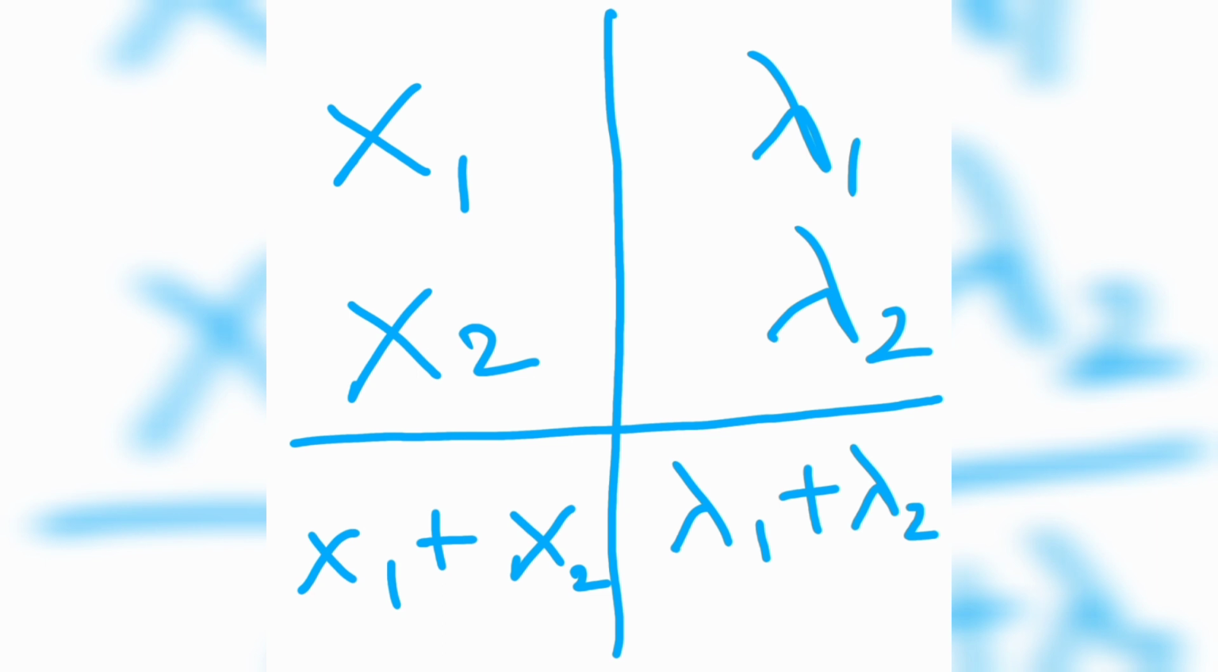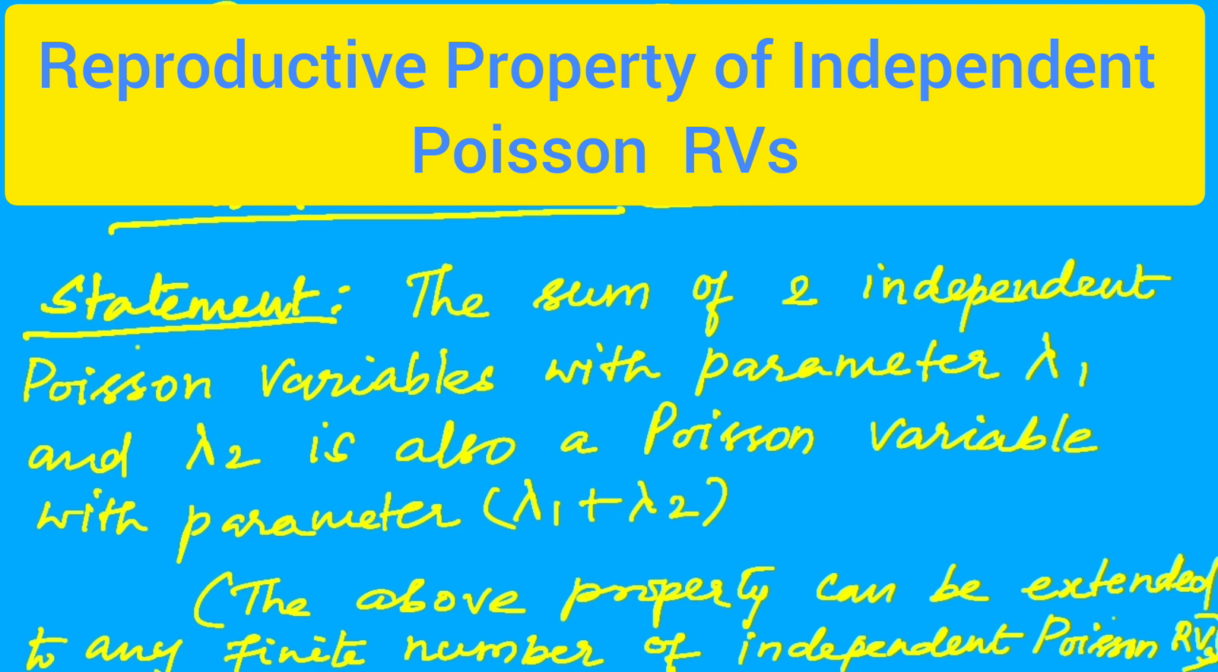If x1 and x2 are two Poisson random variables with parameters lambda1 and lambda2, then the sum of these two random variables, x1 plus x2, is also Poisson. The parameter is lambda1 plus lambda2. But the most important condition is that the two Poisson random variables are independent. Now we read the statement.